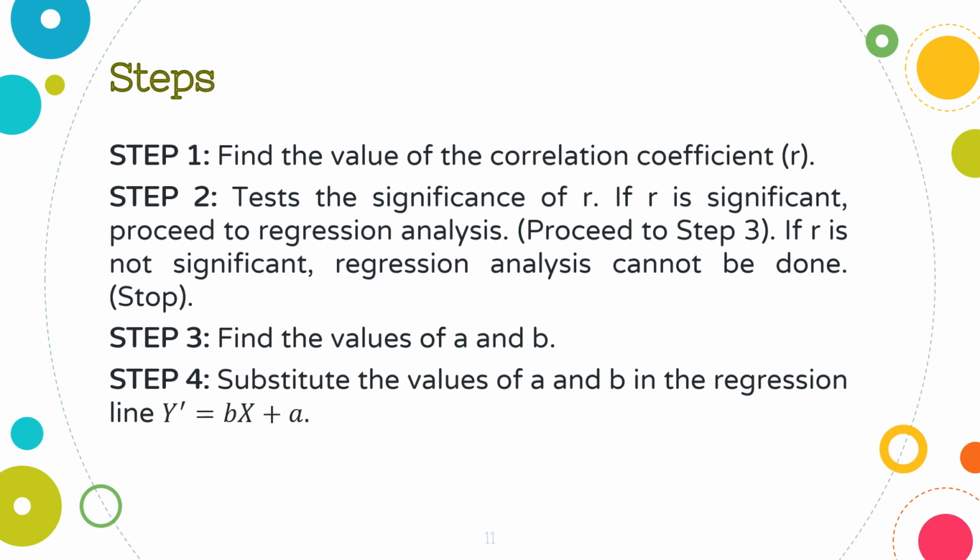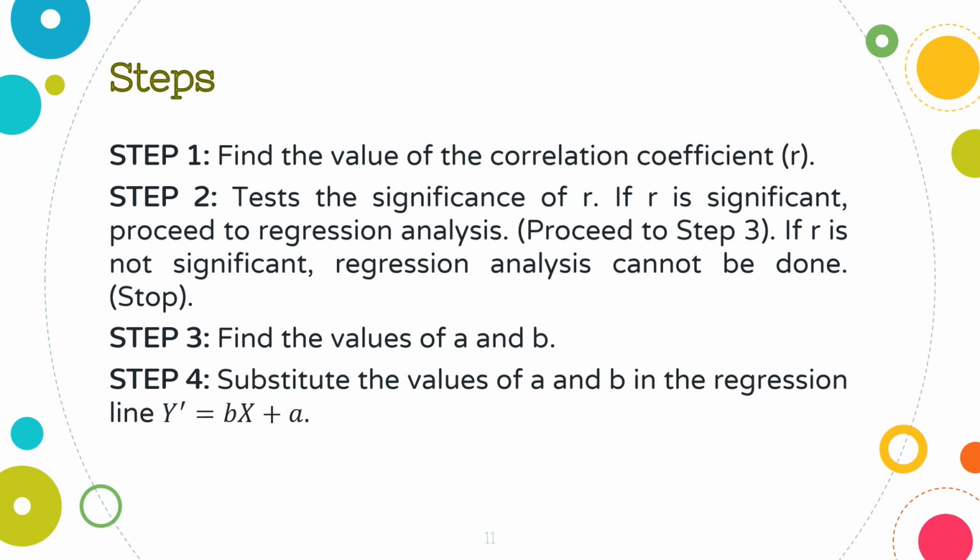We have steps, class, in finding the regression equation and for the prediction later. So first step is find the value of the correlation coefficient or the value of our R. Kasi a while back, diba sabi ko nga, we need to do first the correlation analysis before the regression analysis. So first, we need to get the value of our R. Step 2 is test the significance of R. So yun yung ginawa natin kanina sa previous example natin. So if R is significant, proceed to regression analysis.